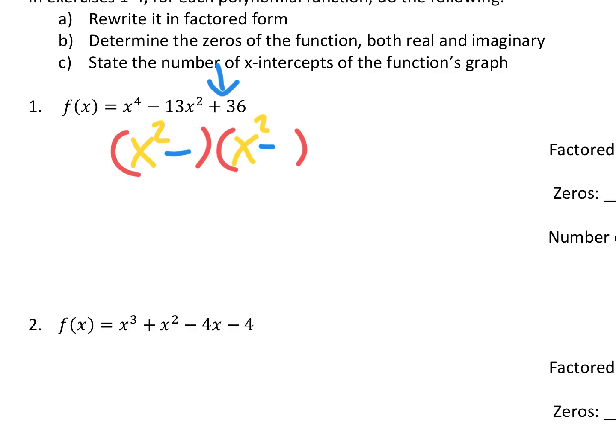And do you know that if I use 6 and 6, just in your head quick, do you think that's going to make a 13? Of course not. So then it's not 6 and 6. What is it? 9 and 4.